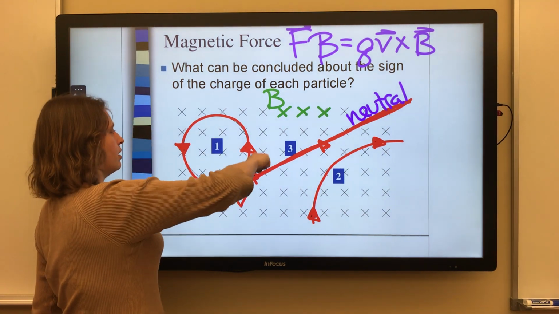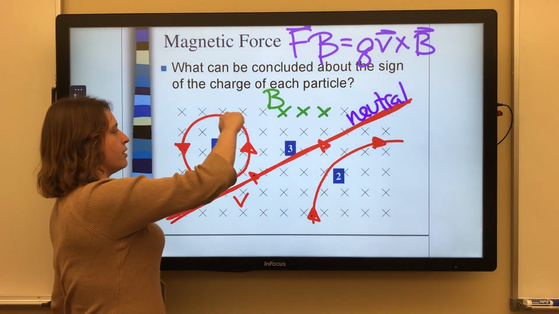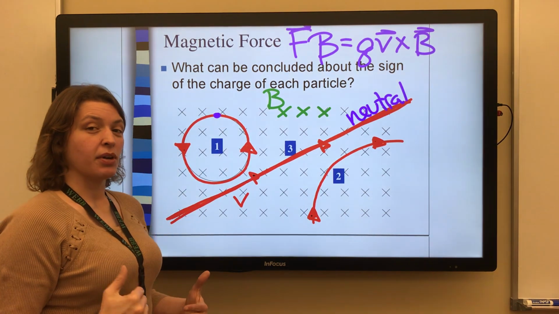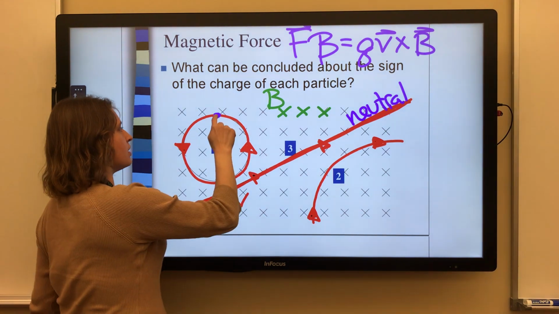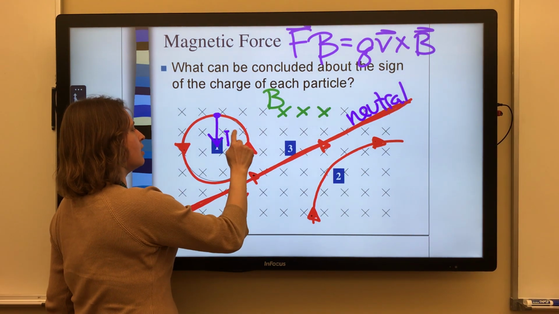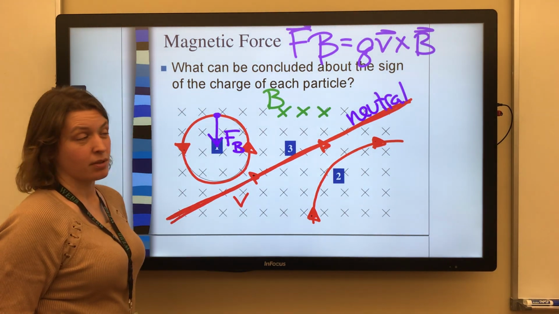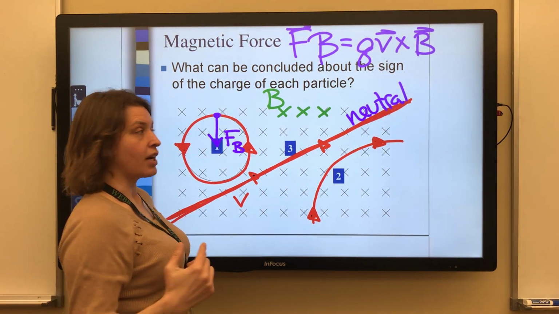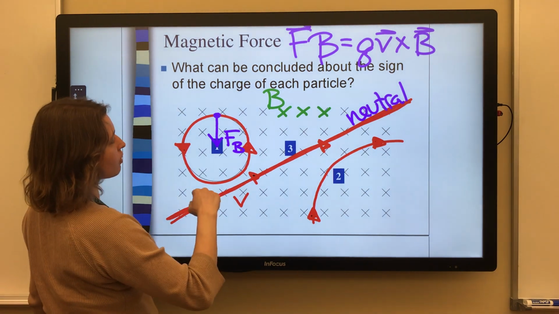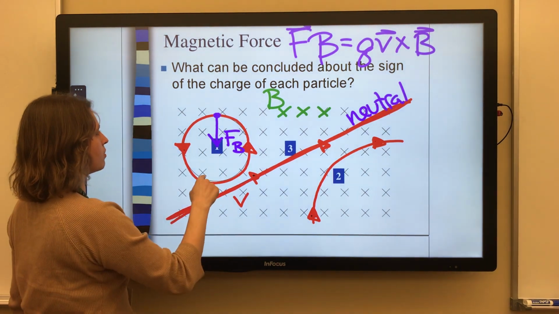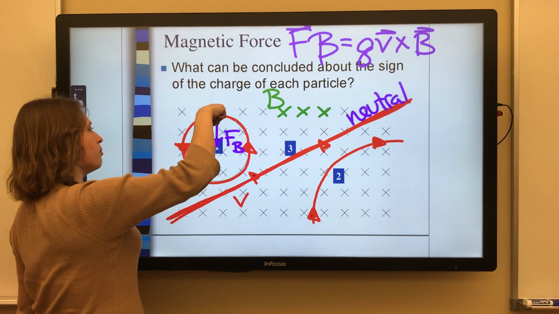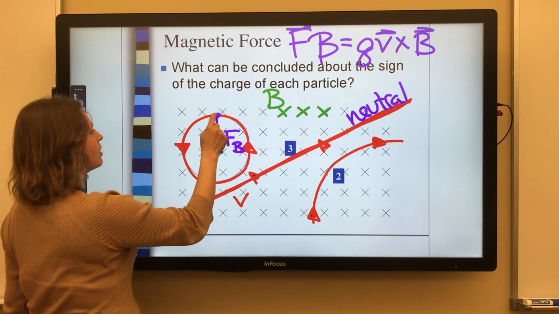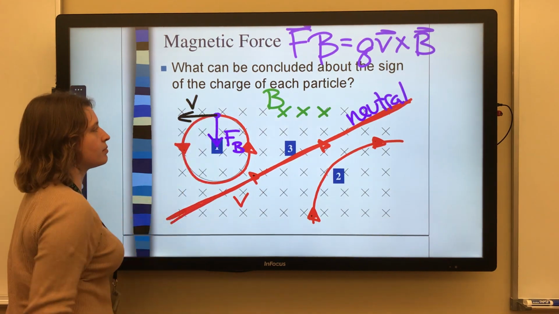Let's think about this particle here. In order for this particle, particle 1, to move in this counterclockwise circle, when it's right here at the top, it must be experiencing a force that's still towards the center of rotation. So that means that that magnetic force must point downward. If the magnetic force points downward, then we can deduce from that the type of charge that's on this particle. Because our magnetic field points inward, and our velocity points this way.